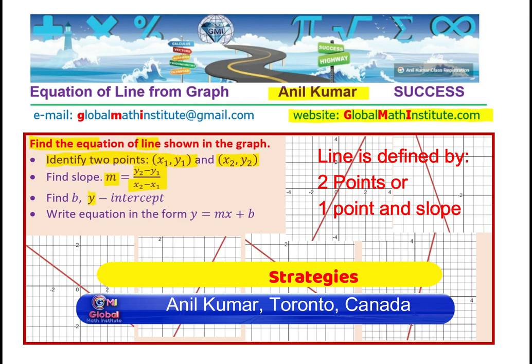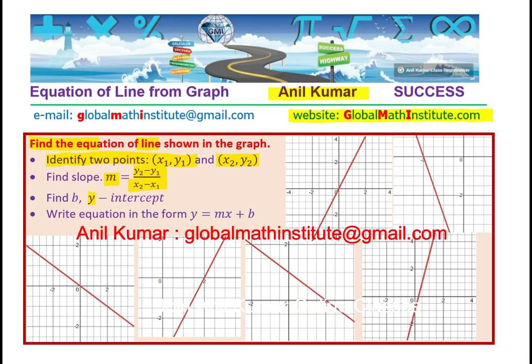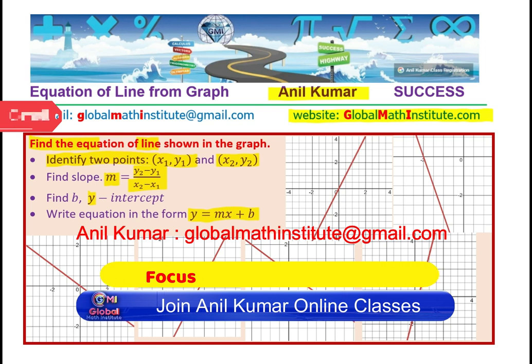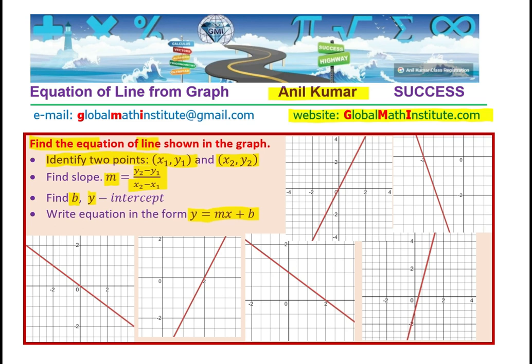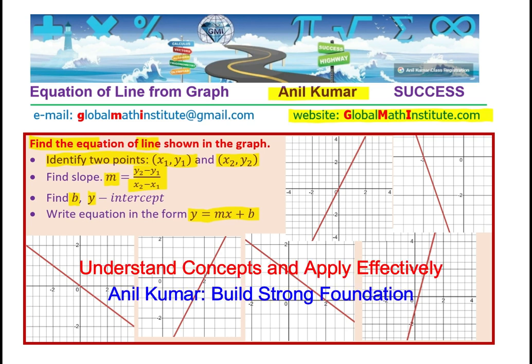Once you know the slope, you can write the equation as y equals mx plus b. Now, the value of b sometimes can be found directly from the graph, so you read the y-intercept. Else, you can substitute a point and find the y-intercept. So, we are going to learn this strategy soon.